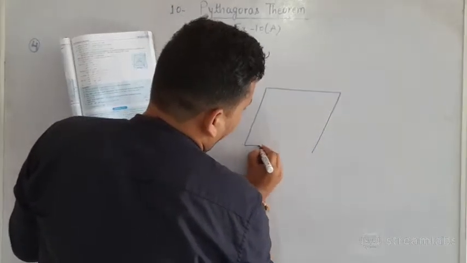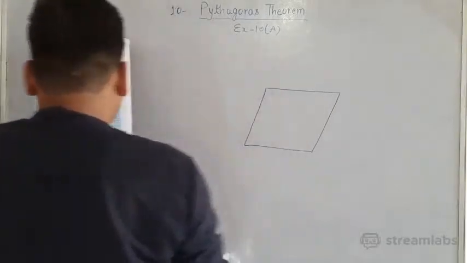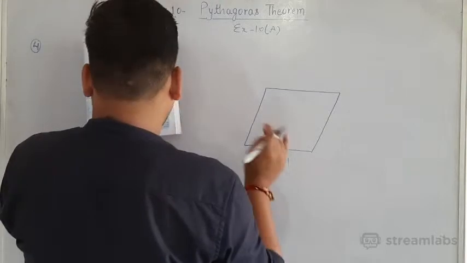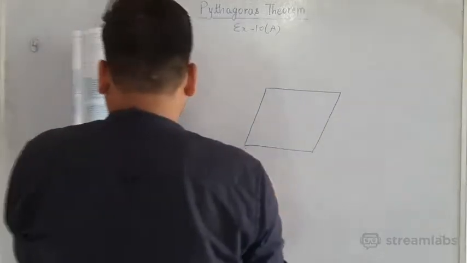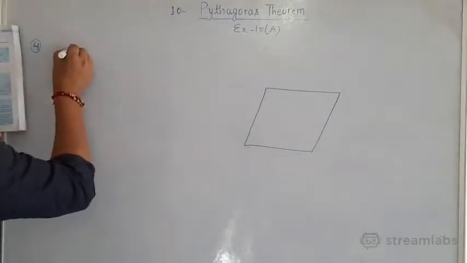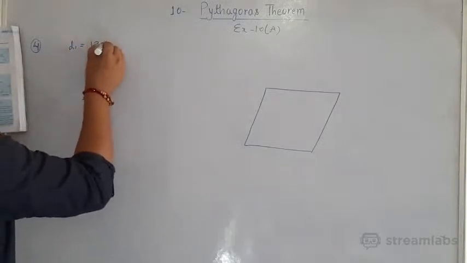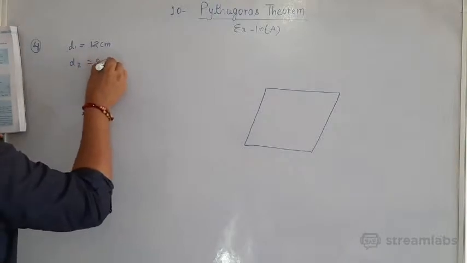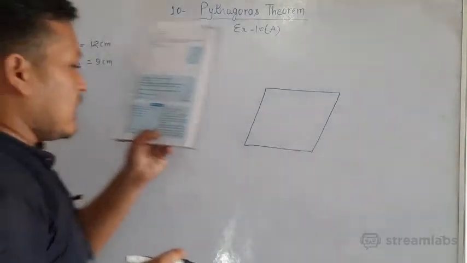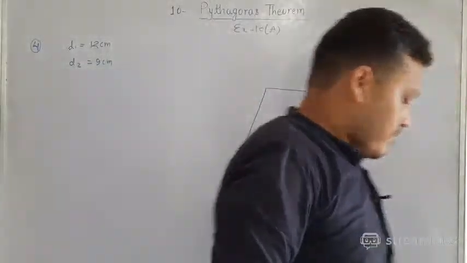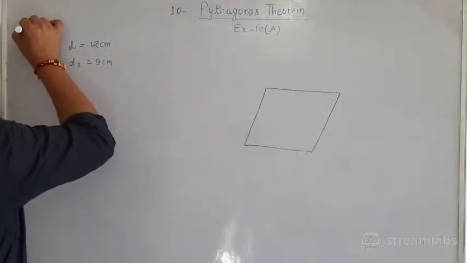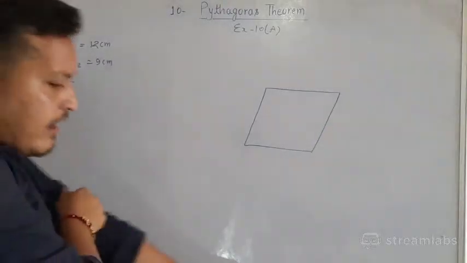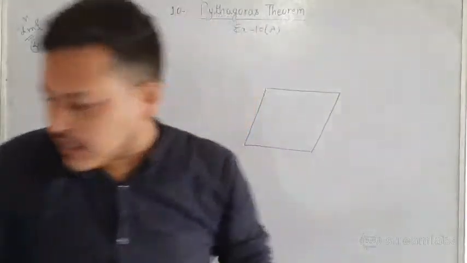You know that all the 4 sides of a rhombus are equal to each other. The diagonals of a rhombus are 12 centimeter and 9 centimeter. So one diagonal we can write as D1. D1 is equal to 12 centimeter and D2 is equal to 9 centimeter. So calculate the length of one side of the rhombus. Put it in your book. This is a very important question for your examination.